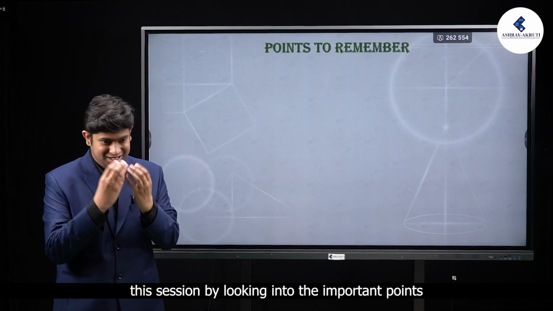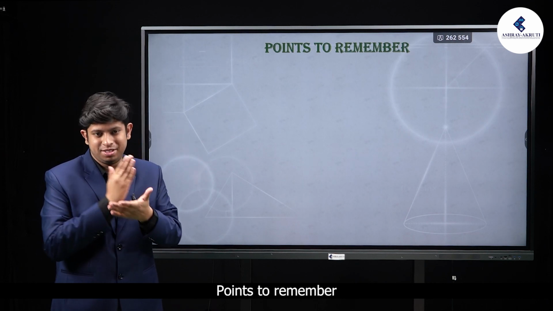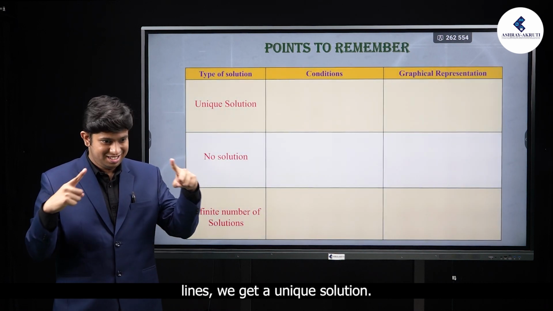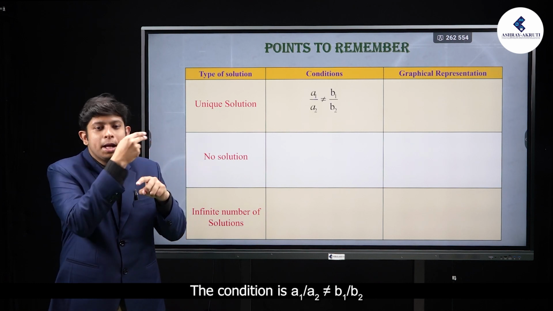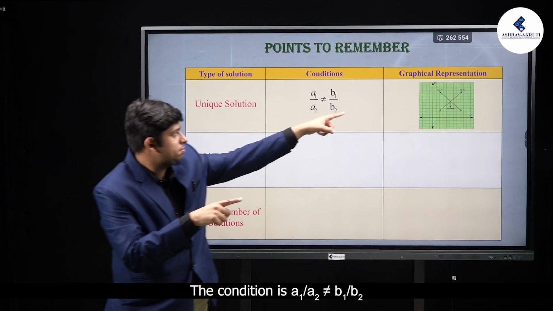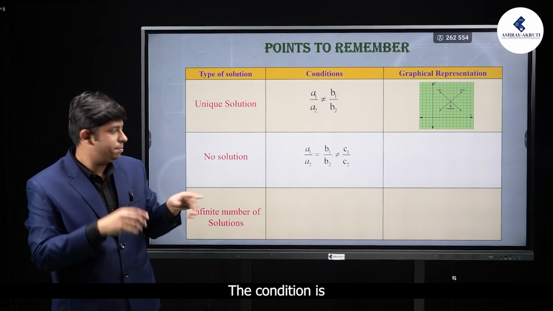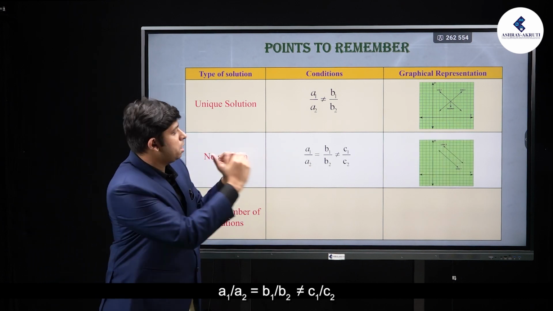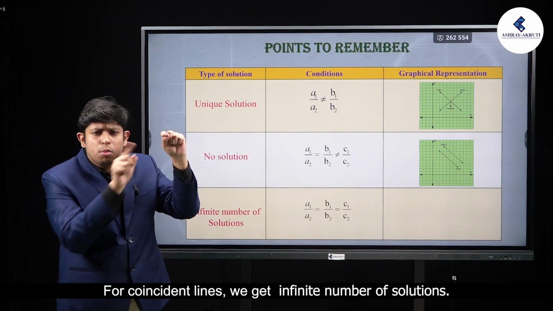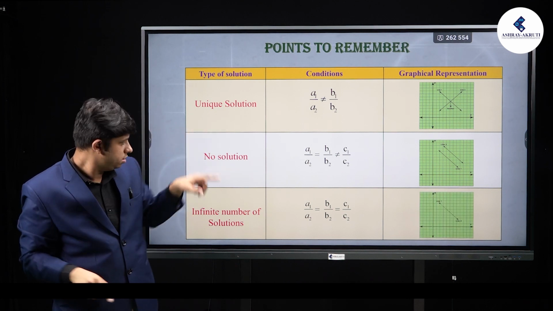Let us conclude the session by looking into the important points in the session. Points to remember. For intersecting lines, we get a unique solution. The condition is a1 by a2 is not equal to b1 by b2. For parallel lines, we get no solution. The condition is a1 by a2 is equal to b1 by b2 is not equal to c1 by c2. For coincident lines, we get an infinite number of solutions. The condition is a1 by a2 is equal to b1 by b2 is equal to c1 by c2.